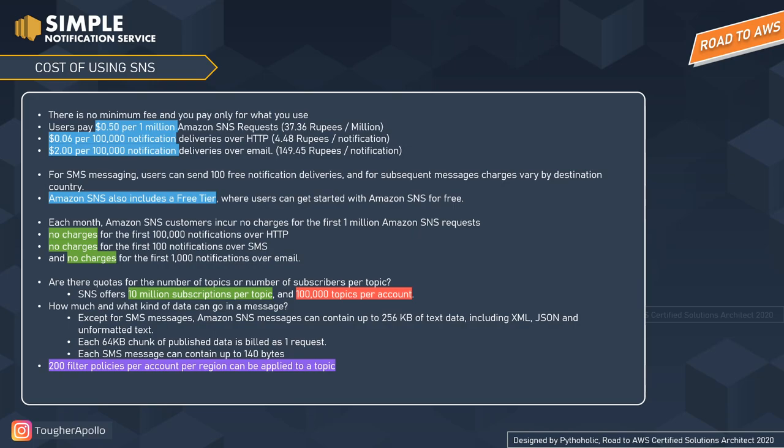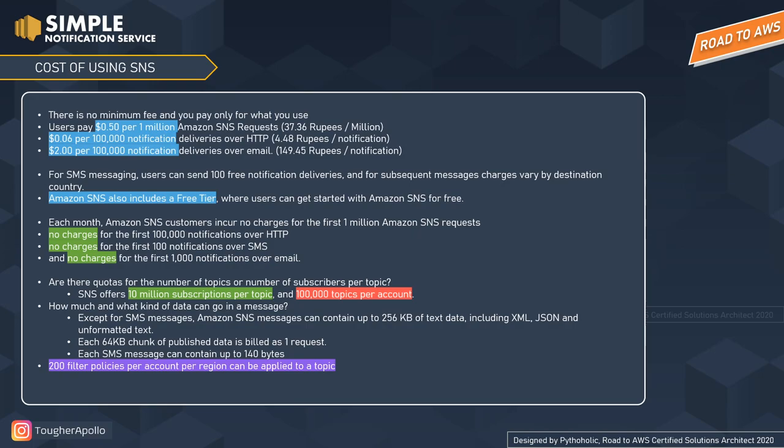Okay, I'm sure that nobody here will be able to make 1 million Amazon SNS requests on a free tier. If you do, that's well and good. Please share with us as well. And there are no charges for the first 100,000 notifications over HTTP and no charges for the first 100 notifications over SMS. So even if you send 50 to 60 notifications, that's well and good on SMS for testing. And there are no charges for the first 1,000 notifications over email.